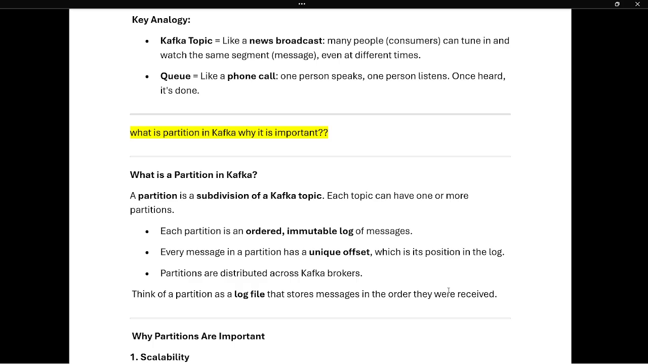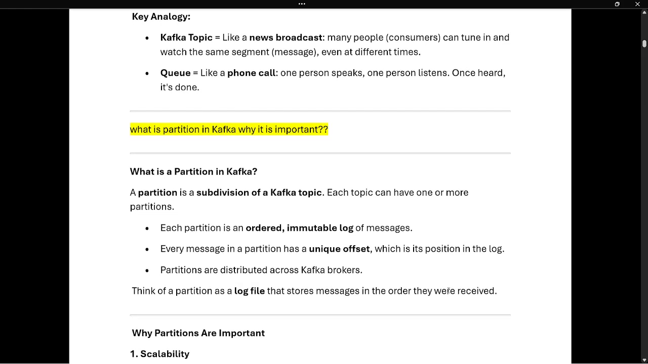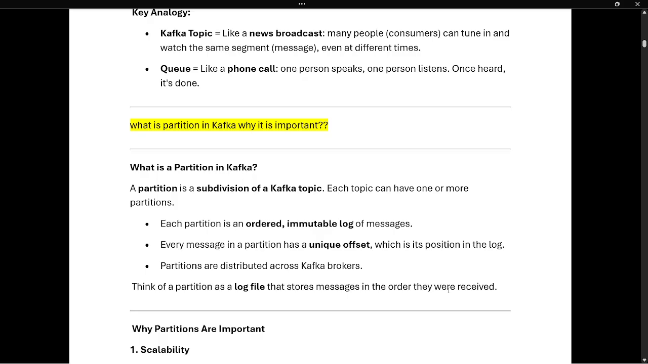Okay, so a partition is an ordered, immutable sequence of messages. Every message in a partition has a unique offset. Each partition is an ordered, immutable log of messages. A topic is divided into different partitions, and partitions are distributed across Kafka brokers.